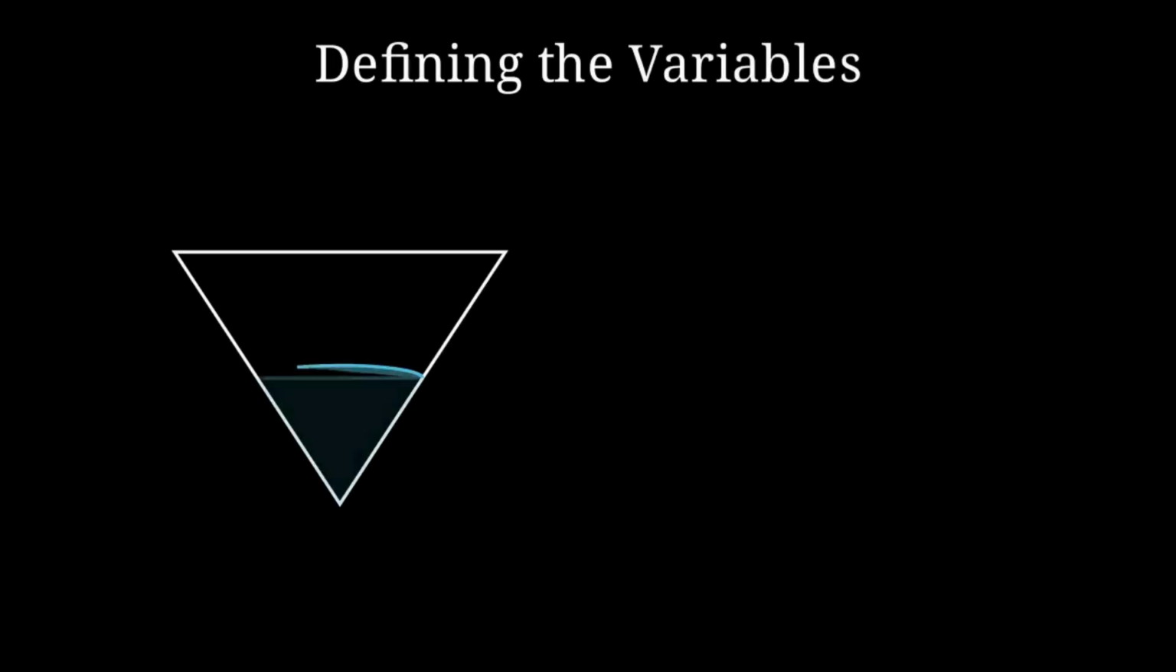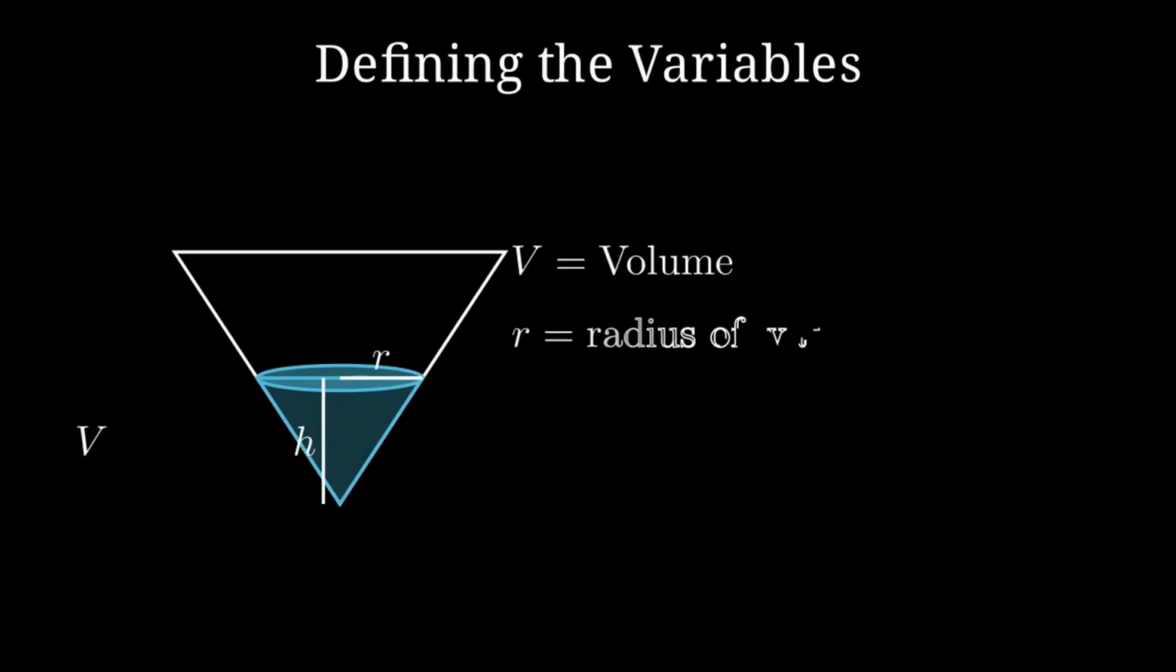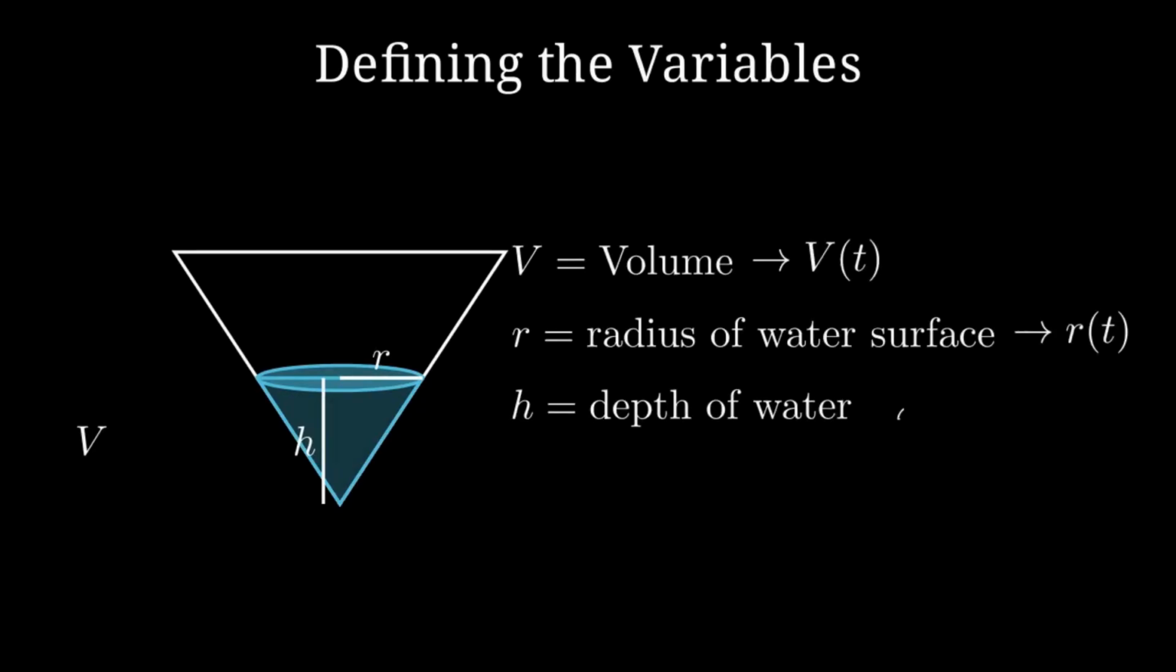Let's define our variables clearly. V is the volume of water in the tank, r is the radius of the water's surface, and h is the depth of the water. Because the tank is draining, all three of these values are changing as time passes. We represent their rates of change as the derivatives dV/dt, dr/dt, and dh/dt.